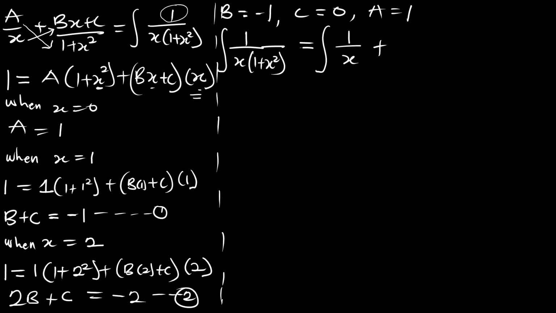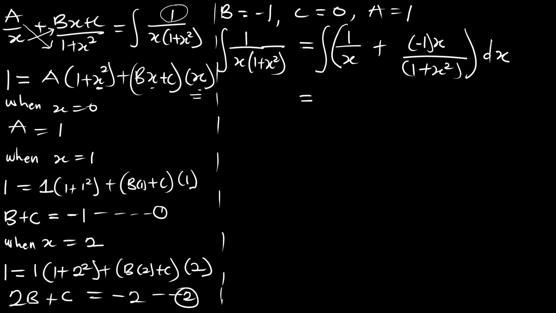now b, which is going to be negative 1, x. C is 0, so plus the 0 is also gone. Very good. Everything over 1 plus x squared, like this. So this, we can better integrate. So integrating everything with respect to what?